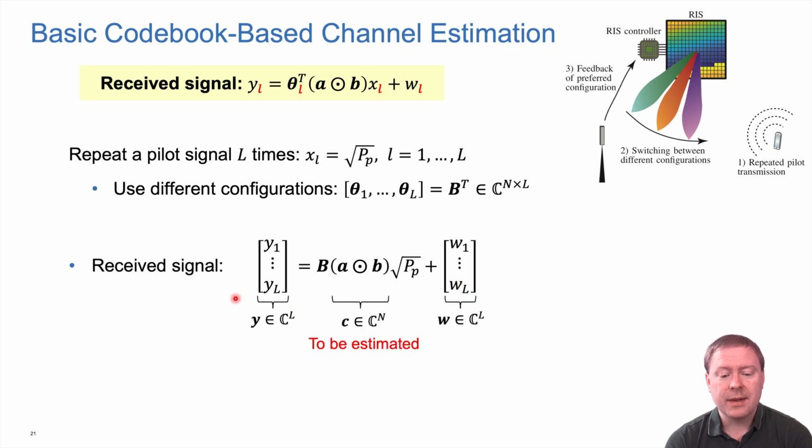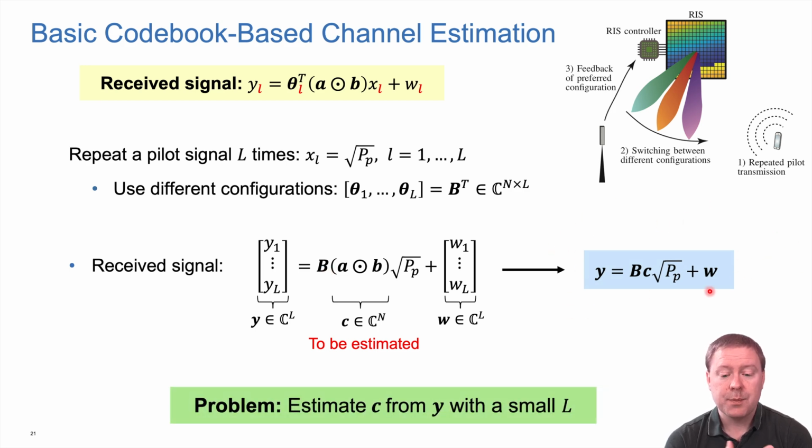And the interesting thing then is that y is the vector that we observe, w is some unknown noise, and a times B, we will call it c from now on. This is the thing we would like to estimate. And B, our known configuration that we have picked in advance, so for that reason we know that thing. We can write this in matrix vector form like this. And the problem is to estimate c from y. Particularly we would like to do it by only sending a small number of pilots.